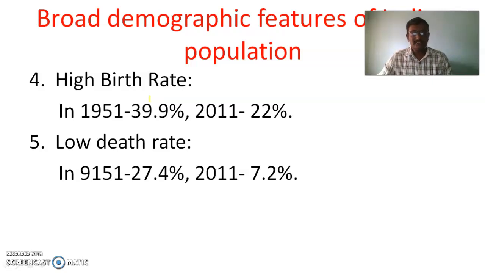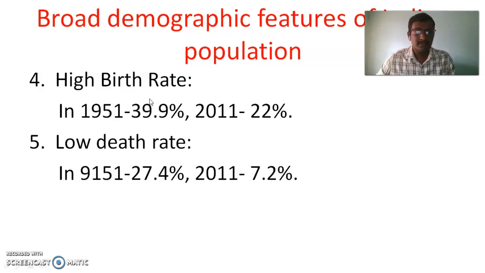And the most interesting demographic feature of the Indian population is the low death rate. You can look at the data given here. In 1951, there was a death rate of 27.4%, which was tremendously reduced in 2011 to 7.2% only. Then what is the reason behind it?